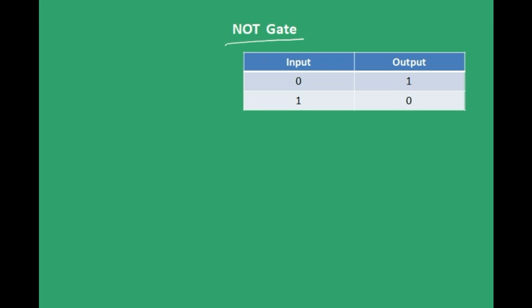This is the truth table for it. That is, when you give input as 0, you're going to get output as 1. And when your input is 1, you're going to get output as 0. So what is NOT gate? It is just an inverter. That's it. It produces an inverted version of the input as output. So the symbol of it is this one. This is the symbol of NOT gate.